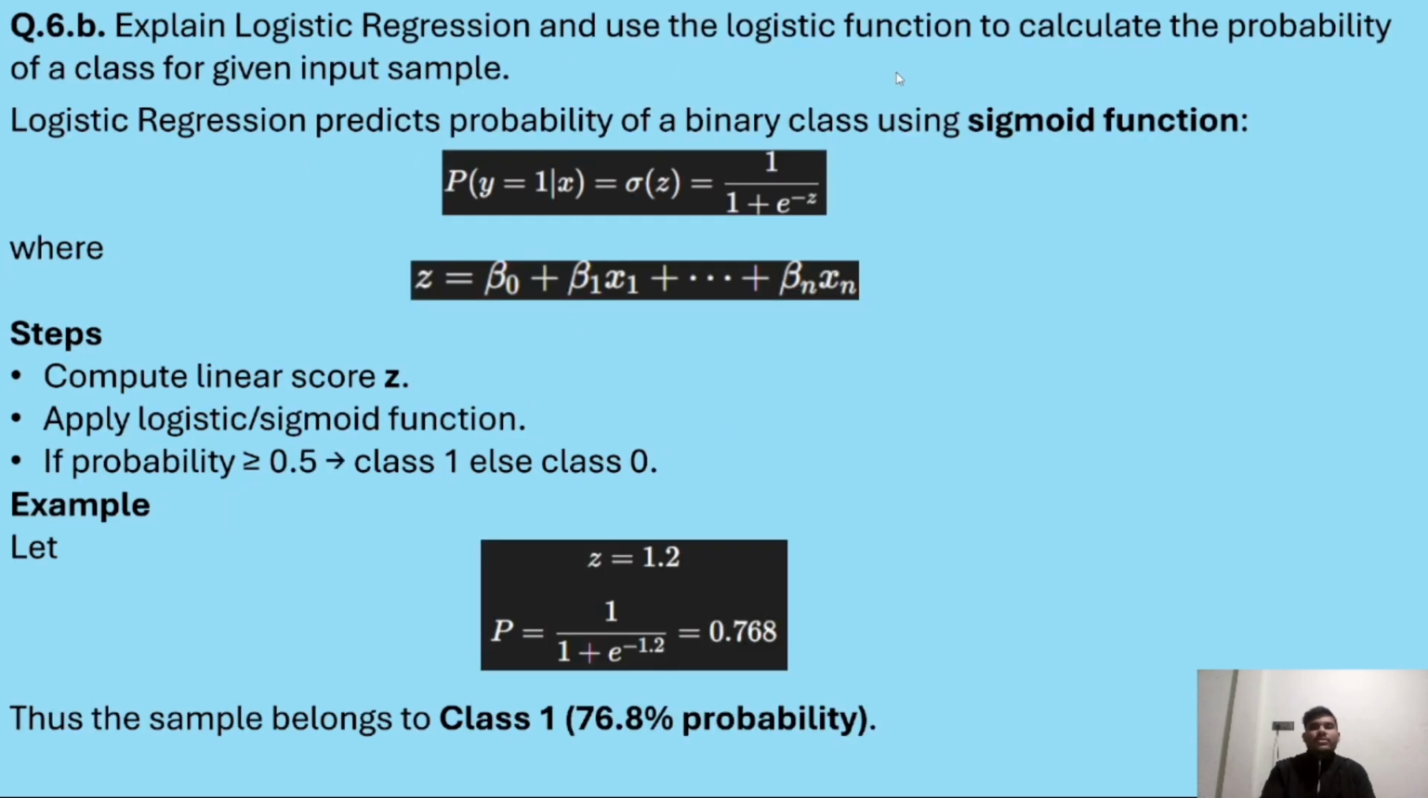Explain logistic regression and use the logistic function to calculate the probability of a class for a given input sample. Logistic regression predicts the probability of a binary class using the sigmoid function. Here is the formula, where z equals beta 0 plus beta 1 x1 plus till beta n xn. Now compute the linear score z and apply the logistic or sigmoid function. If the probability is greater than or equal to 0.5, then class 1, else class 0. Example: let z equal 1.2, p equals 1 by 1 plus e to the power minus 1.2. So it gives 0.768. Thus, the sample belongs to class 1 with 76.8 percent probability.